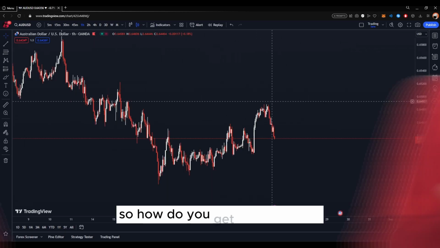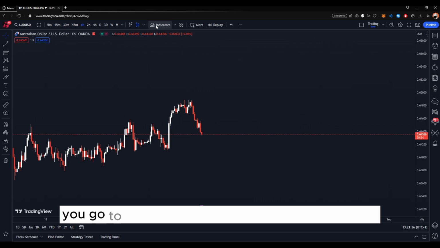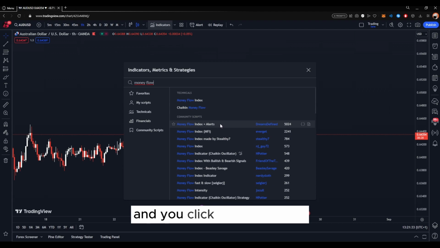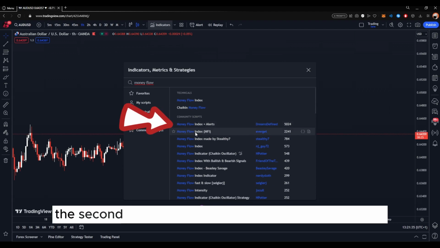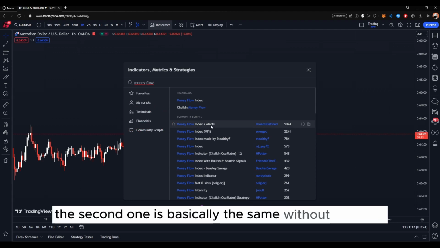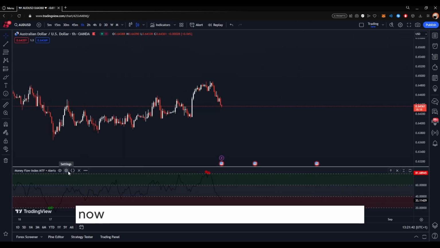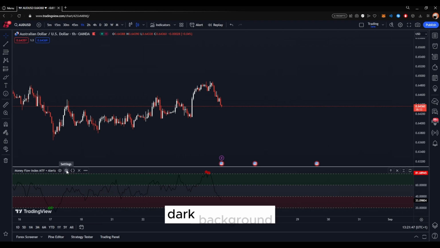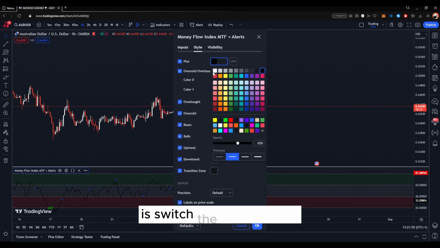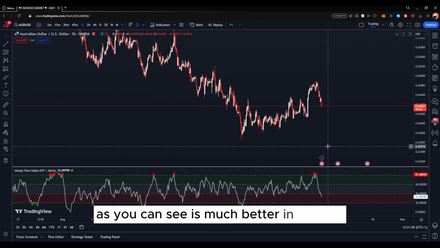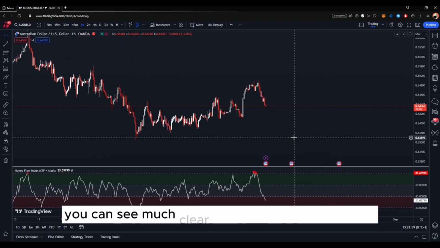So how do you get this indicator? As usual, you go to the indicator tab and search MoneyFlow, and you click on the first one. The second one is basically the same without the alert. So you click. Now what I recommend if you have a dark background is to switch the plot to white. As you can see, it is much better on the eye. You can see the price and the line itself much clearer.